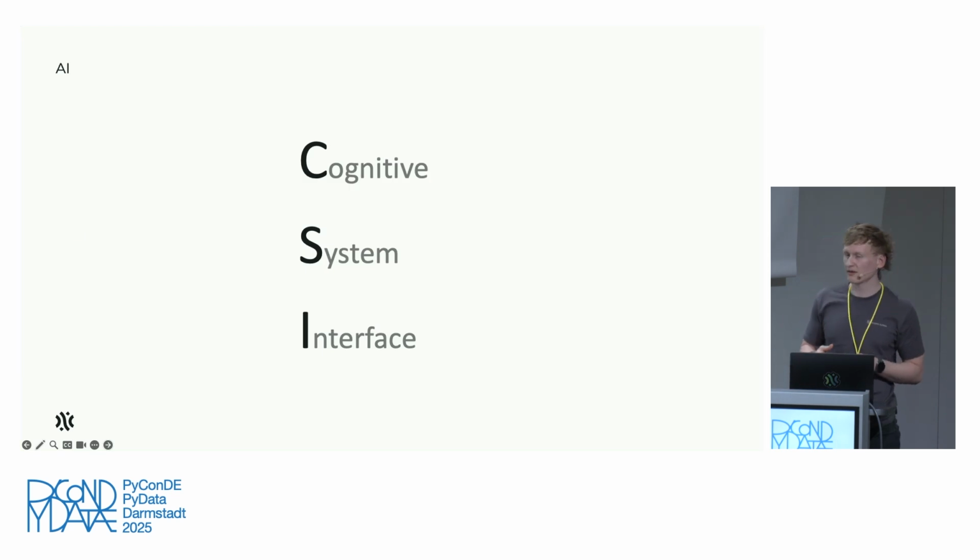And CSI stands for Cognitive System Interface. So this is the terminology we have come up with in our team to describe the interface that you would want to use if you're writing AI methodology, and the stuff you would want to have available to interact with large language models.